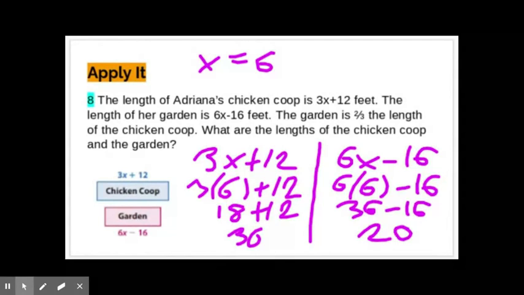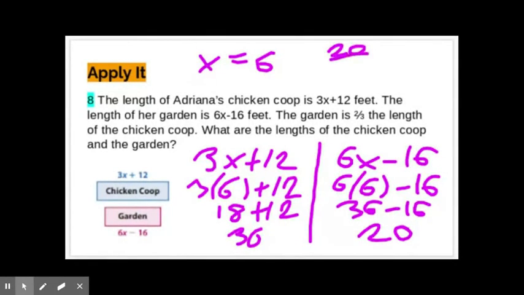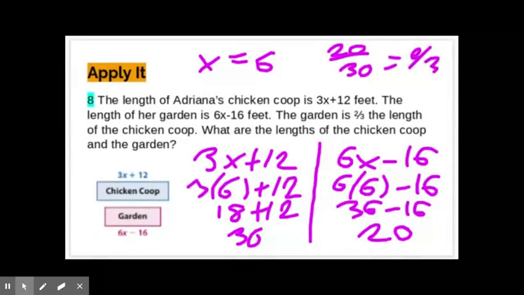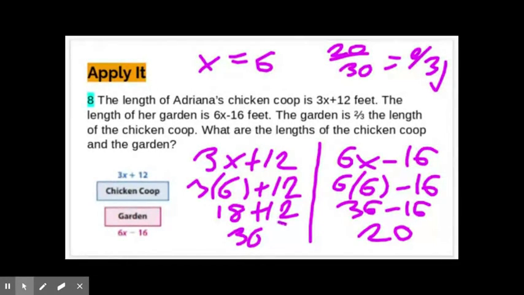And as we said, the garden is 2/3 the length of the chicken coop. So if we put this into a fraction, we would see that 20 over 30 does in fact equal 2/3. So we know that we are correct. So our chicken coop is 30 feet long and our garden is 20 feet long.